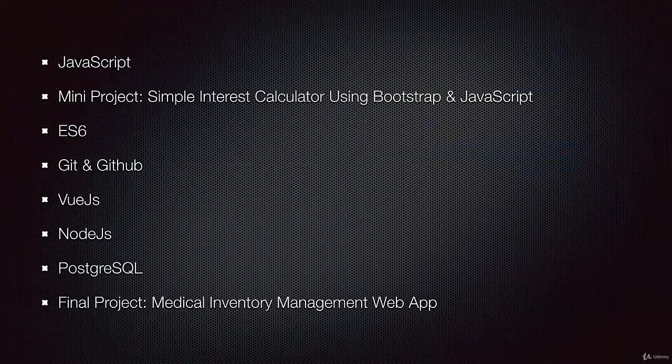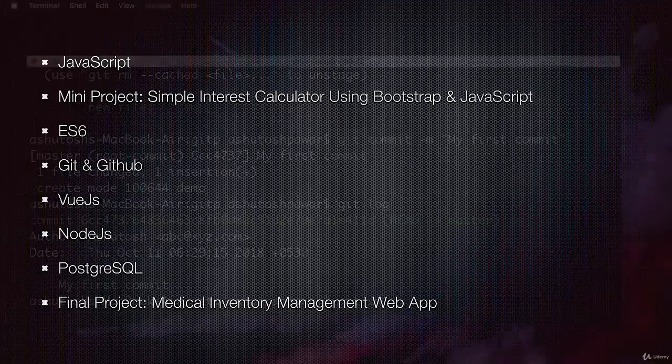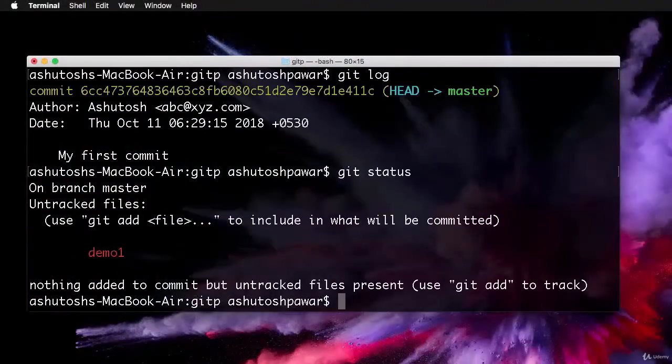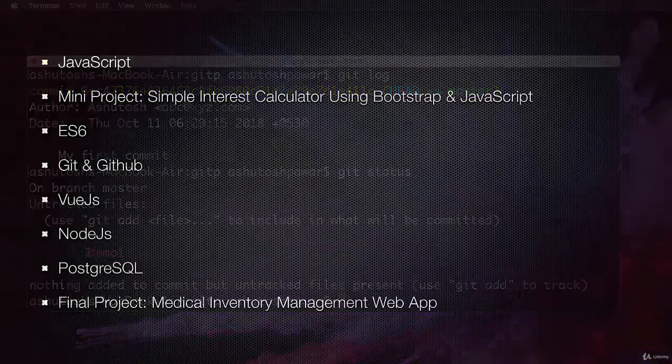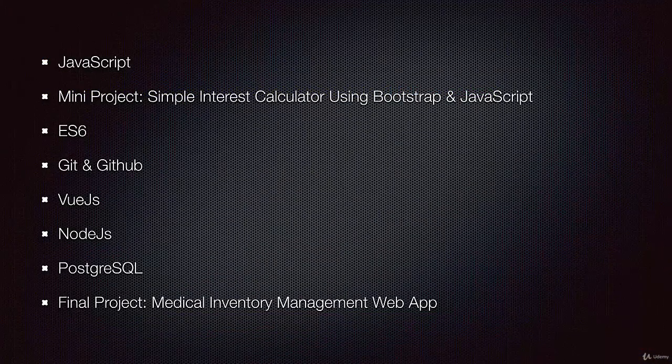Once we know HTML, CSS, Bootstrap, and JavaScript, we will jump on to learning Git and GitHub. Git and GitHub are some of the most important tools you will be using as a web developer if you start working for an organization. Hence, it's important to know Git and GitHub in depth to be able to work with them.